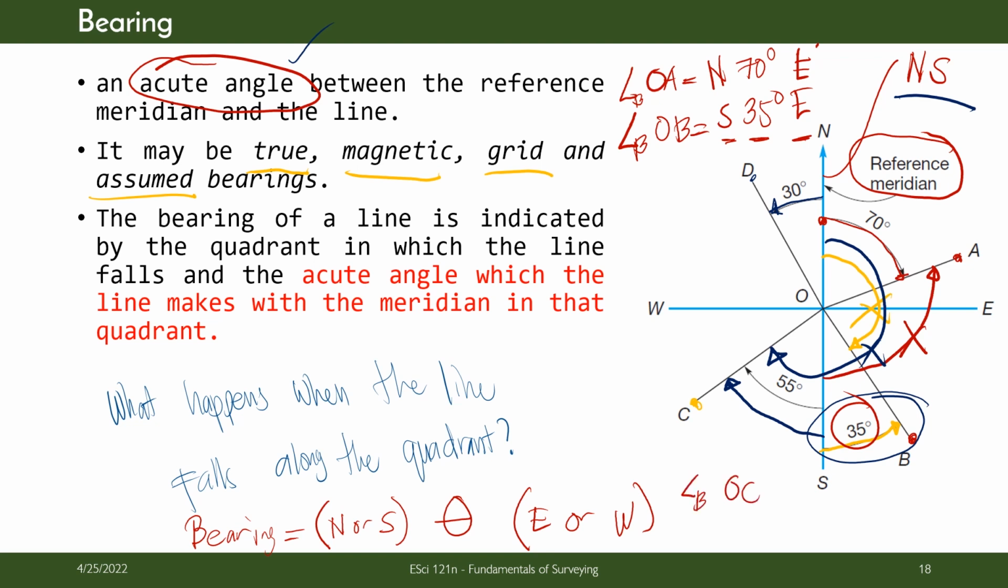How about line OC? That is south 55 degrees, east or west. It's west. Then the bearing of line OD, north or south. It is north 30 degrees, east or west. So west. That's how you name an angle.